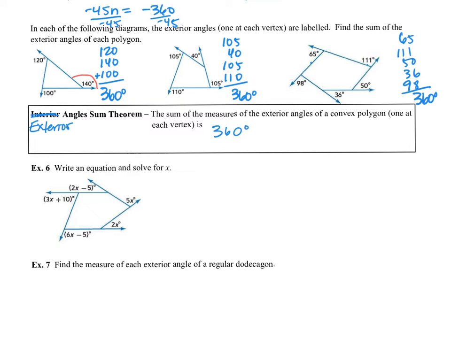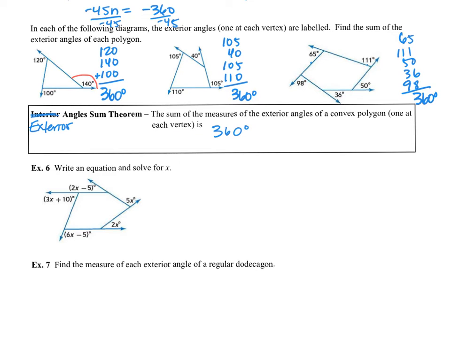So we can use that exterior angle sum theorem for this example 6, where it says write an equation and solve for x. Well, you can see that what we have here is exterior angles, one at each vertex. I shouldn't be marking them congruent, but I just wanted to point out that they are exterior angles. So to find x, we can add these measures together, and since they are exterior angles, we know they're going to total 360.